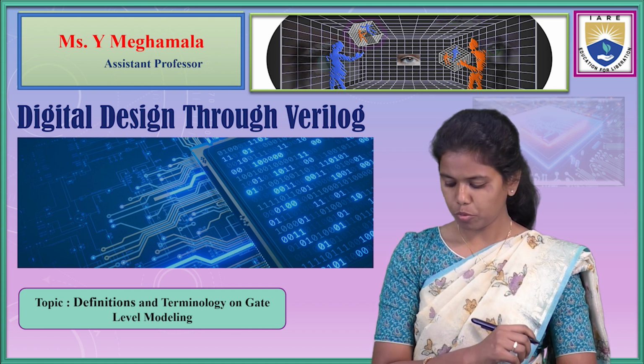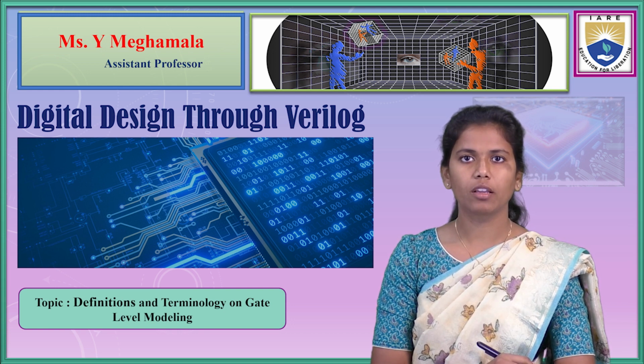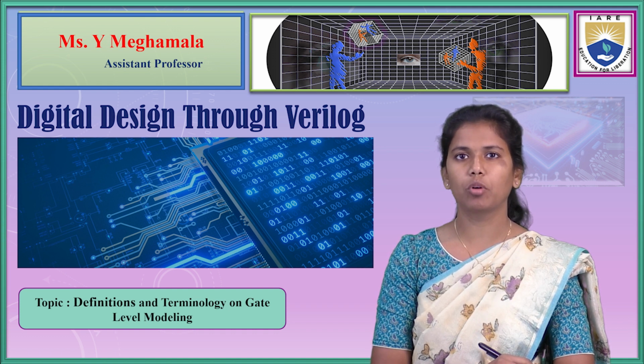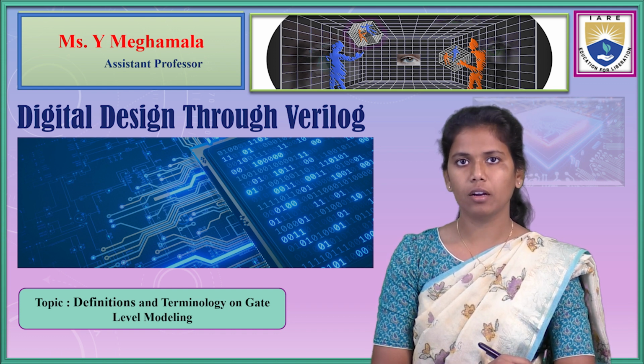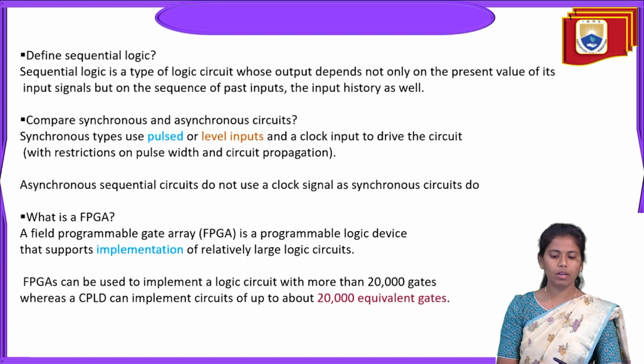And today I'm going to talk about the definitions and terminology from gate level modeling. So far we have discussed different types of abstraction level models: switch level modeling, behavioral modeling, data flow modeling and so on. Now we come to the different terminologies and definitions from gate level modeling.